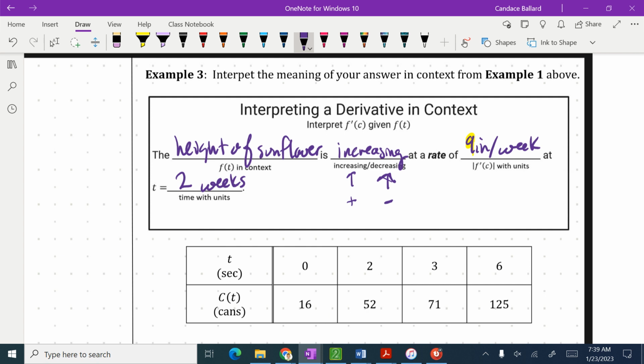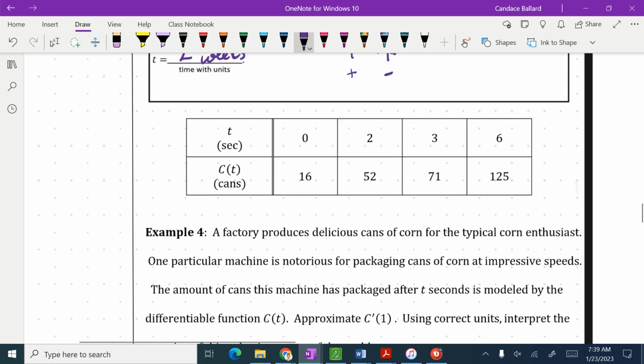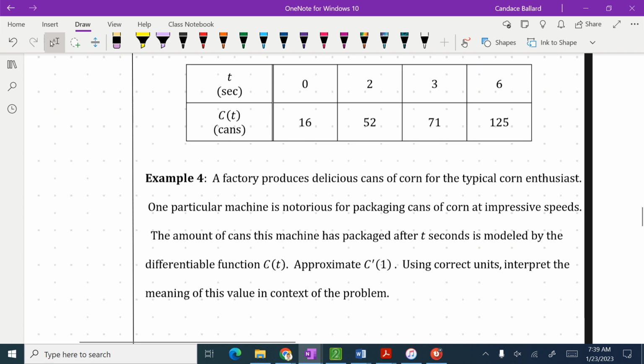Okay, we're going to just do one more. We're going to do example 4, and then we'll do the other 2 tomorrow as our little 5 minutes, okay? All right, so read that little question stem to yourself real quick.